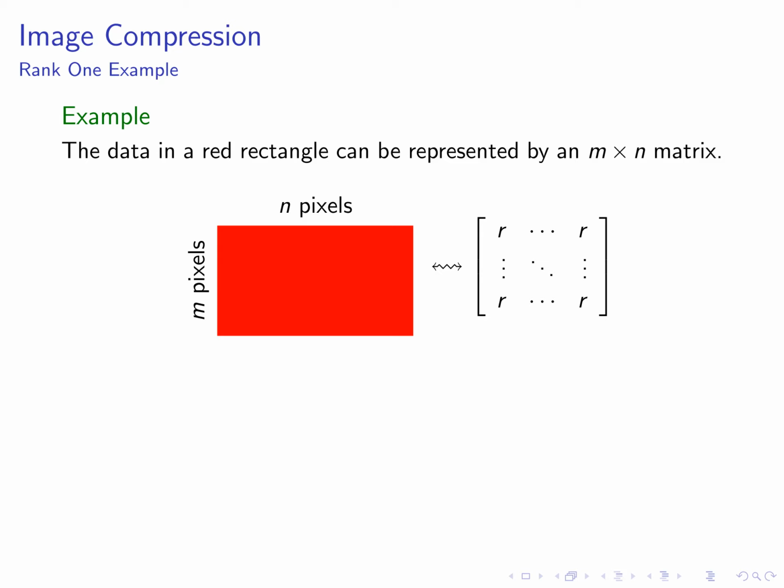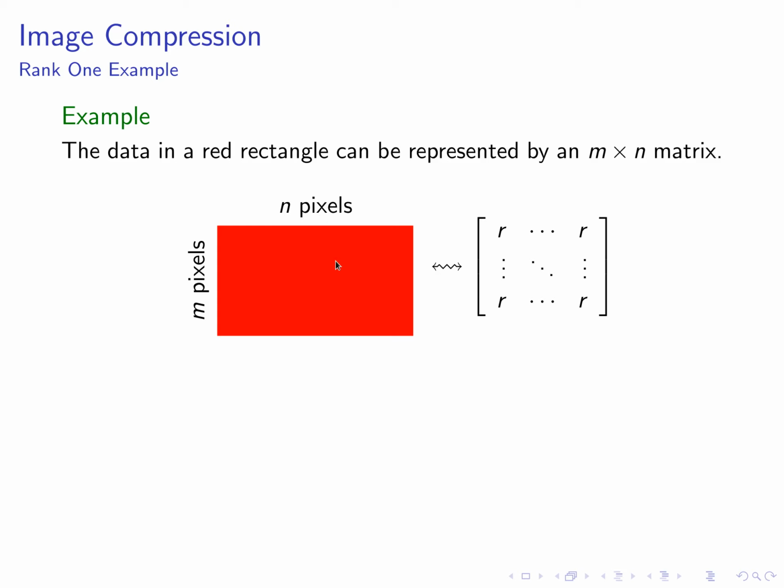So let's now forget the cat example, which is a complicated photo of a cat, and let's look at the easiest possible example. Let's say that the image that I want to study is a solid red rectangle, and this solid red rectangle vertically has size m pixels, and horizontally has size n pixels.